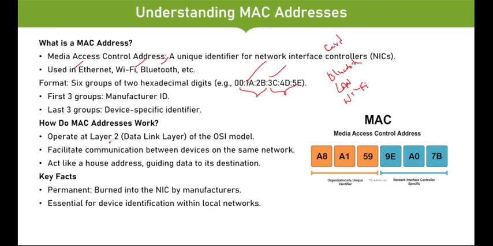How do MAC addresses work? They operate at layer 2, the data link layer of the OSI model. They facilitate communication between devices on the same network. Just remember this: same network for MAC address. They act like a house address, guiding data to its destination. In a big apartment, different houses will have different numbers. Like that, it is considered a MAC address.